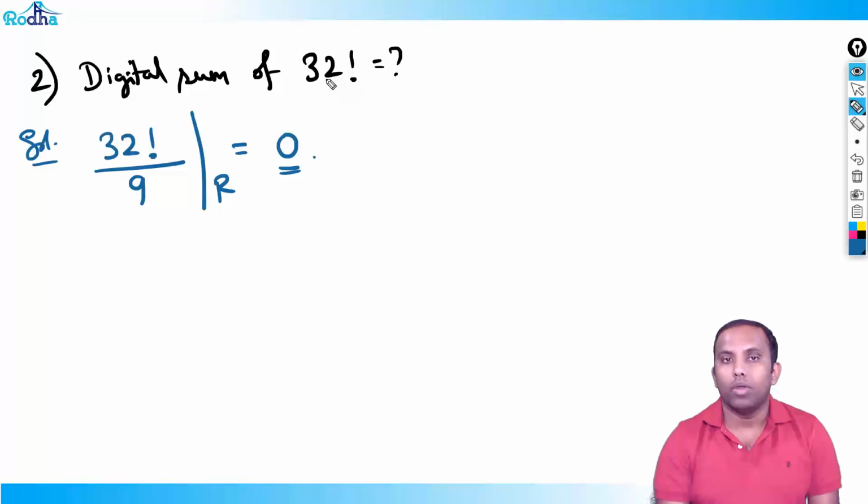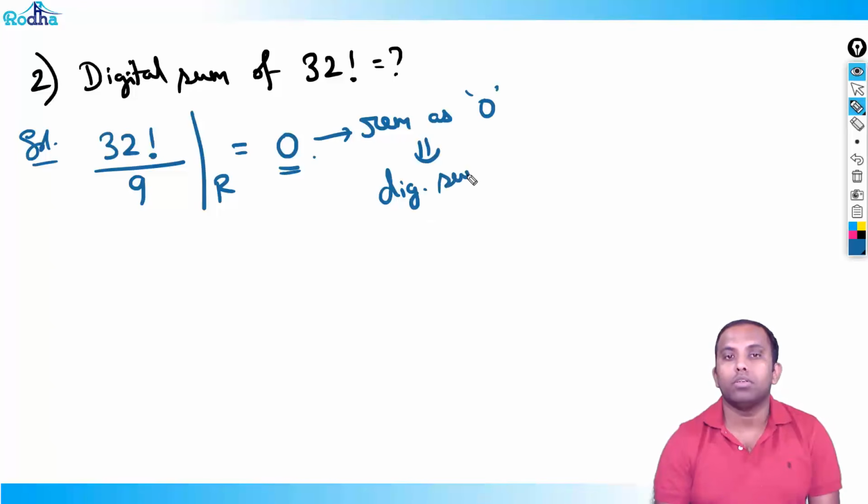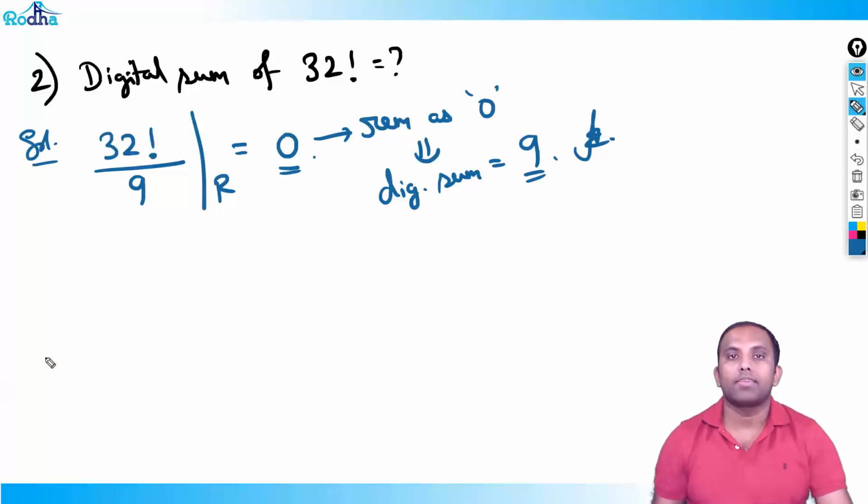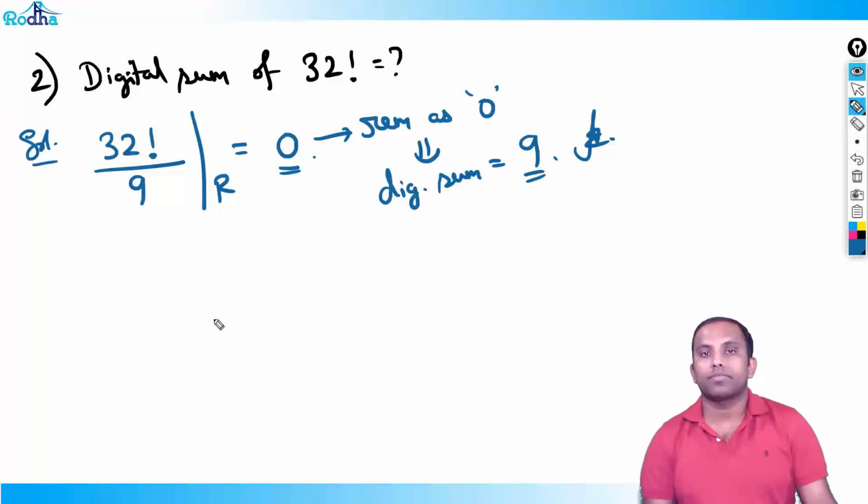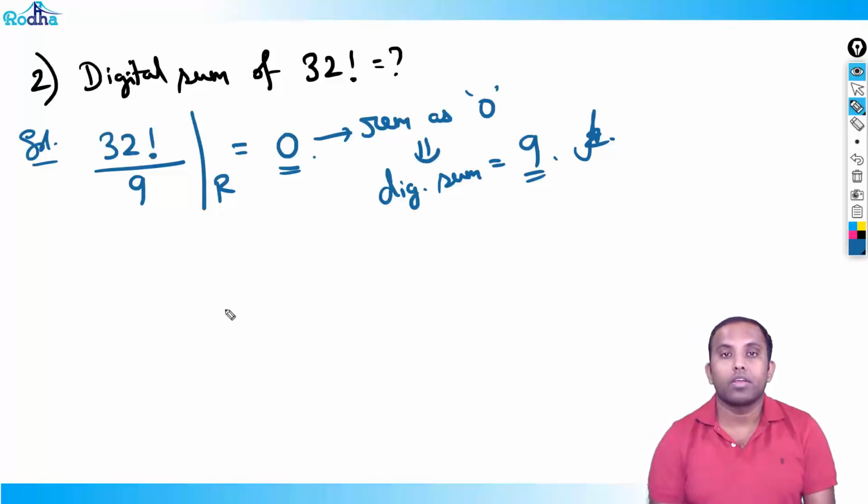That means, as I told you, whenever you get remainder as 0, the digital sum can never be 0. So whenever you get remainder as 0, what is the digital sum? The digital sum is equal to 9. Okay, so 9 is the answer for this question. Okay, clear? Okay, next question.